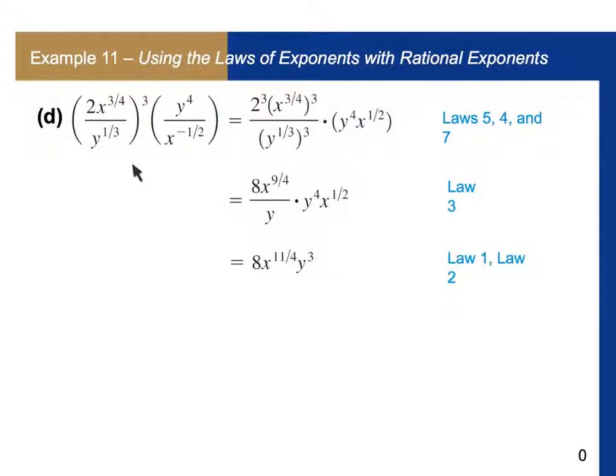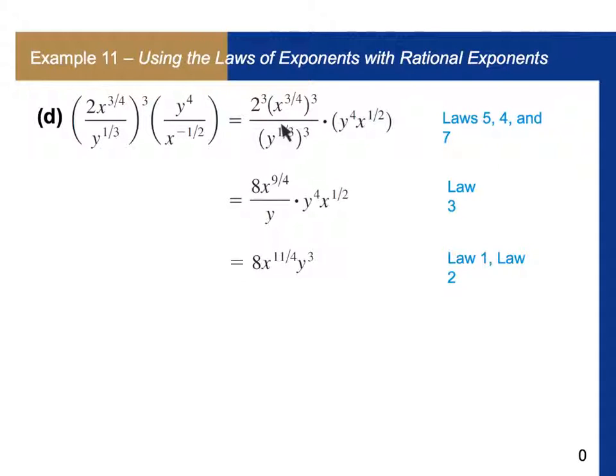Here's an example with rational exponents. What I like to do is deal with the negative exponents at the end, so don't worry about moving things around yet. We're going to use our properties of exponents here. So I have 2x to the 3/4 y to the 1/3, all to the third power. That means I'm going to take 2 to the third power times x to the 3/4 to the third power, divided by y to the 1/3 to the third power. Every part of this gets that third power. And then here we just have y to the 4th over x to the minus 1/2. Again, you can move this if you want, but I tend to take care of the negative exponents as my last step.